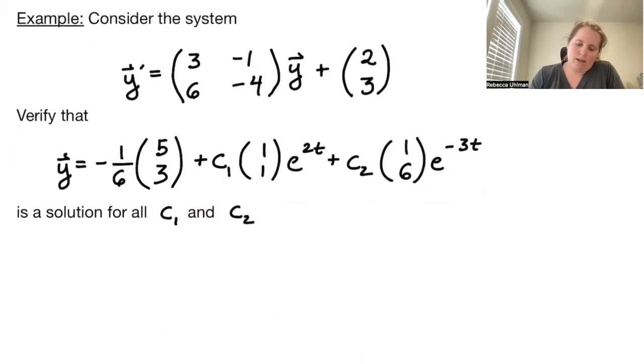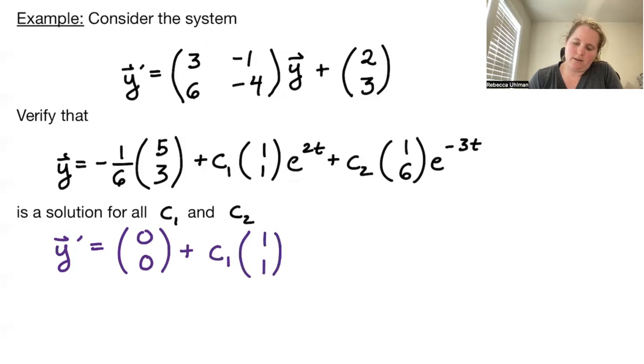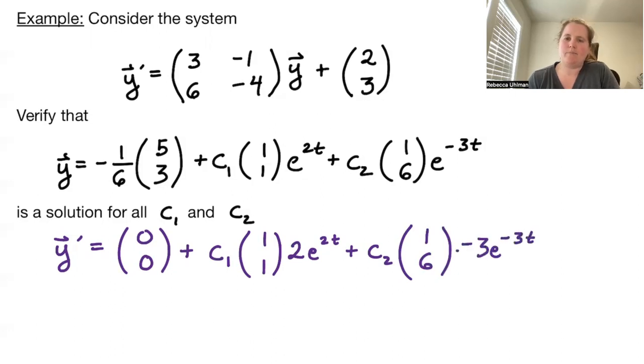So we have y prime would be -1/6 times the vector 5, 3, which would just go to 0. So we'd have the 0 vector, plus c1 times the vector 1, 1 times 2e to the 2t, plus c2 times the vector 1, 6 times -3e to the -3t.